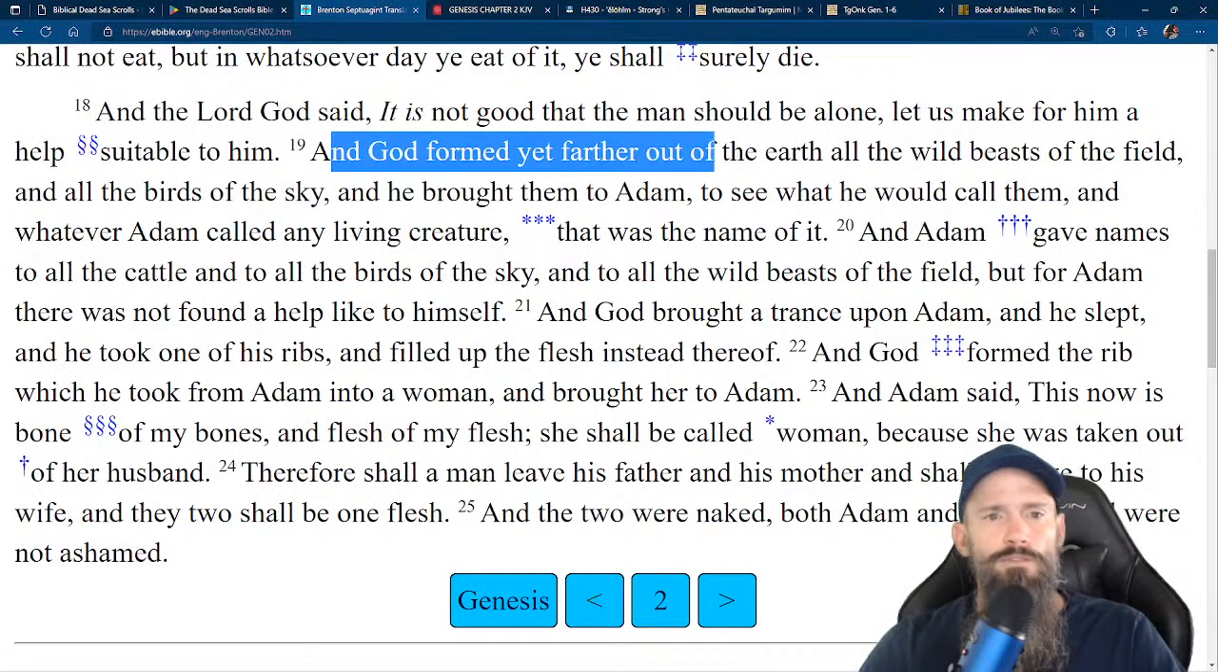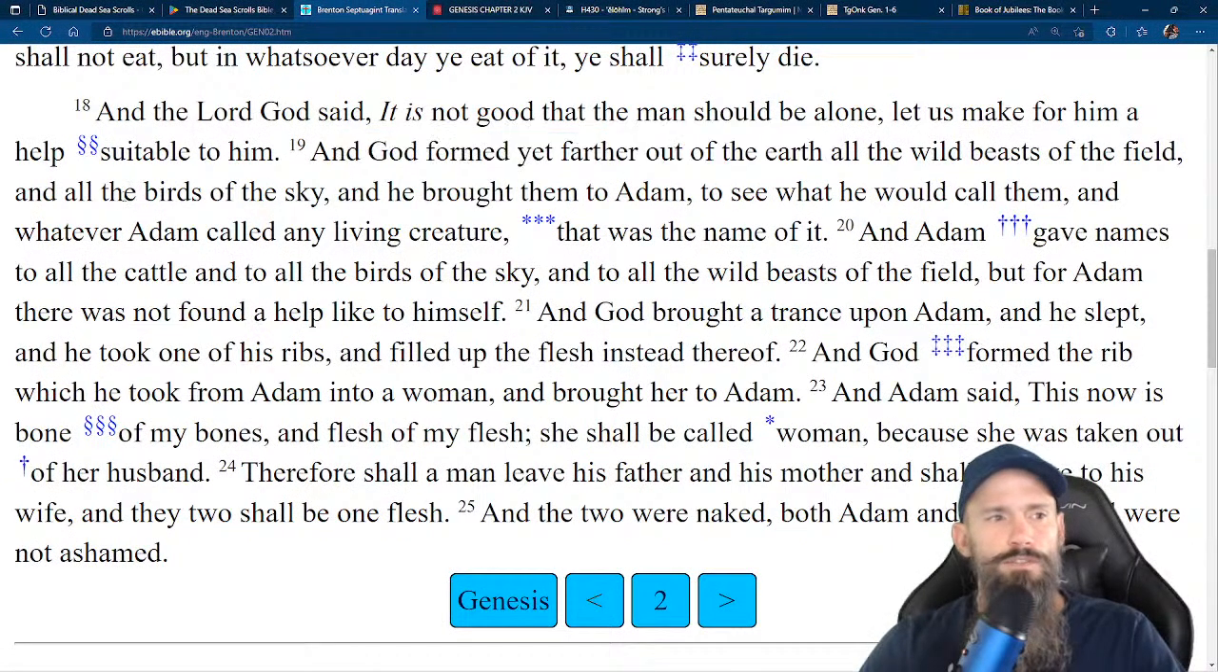And Yahuwah formed yet farther out of the earth all the wild beasts of the field, all the birds of the sky. And he brought them to Adam to see what he would call them, and whatever Adam called any living creature, that was the name of it.